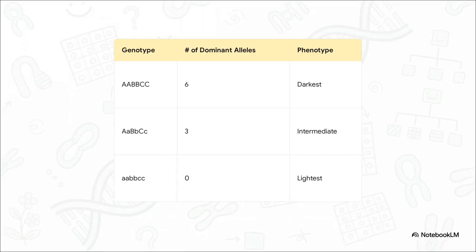And this is where it all clicks. Every shade in between those two extremes is simply determined by the total number of dominant alleles you've got. So a person with the genotype AaBbCc has three dominant alleles, right? That puts them smack dab in the middle of the spectrum with an intermediate skin tone. It's a beautiful example of a trait that's about how much, not just yes or no.